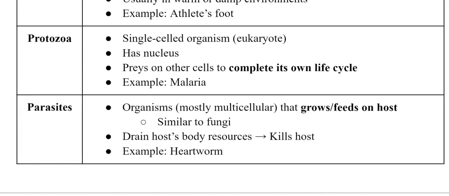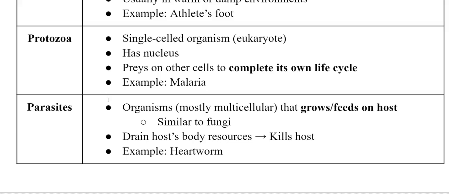Okay, fourth one, protozoa. Protozoa are single-celled organisms, but unlike bacteria, they are eukaryotes, which means they have a nucleus. What protozoa do is prey on other cells to complete their own life cycle. This means in order for them to live, 얘네들이 살기 위해서 다른 셀한테 가가지고 다른 셀 먹는 거야. In order for them to live. An example of protozoa is malaria.